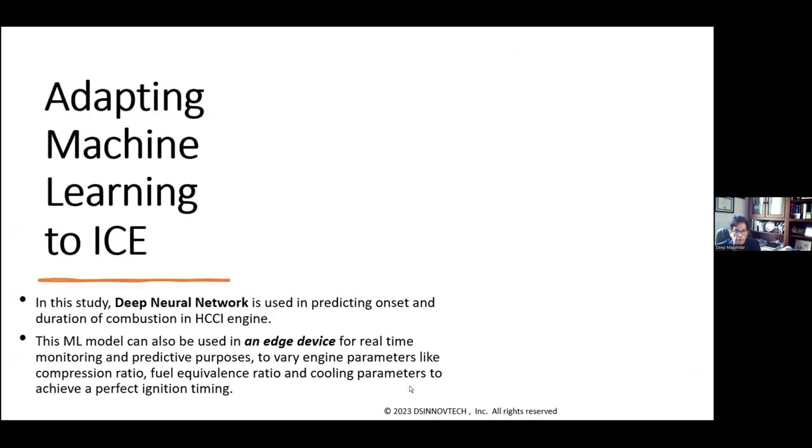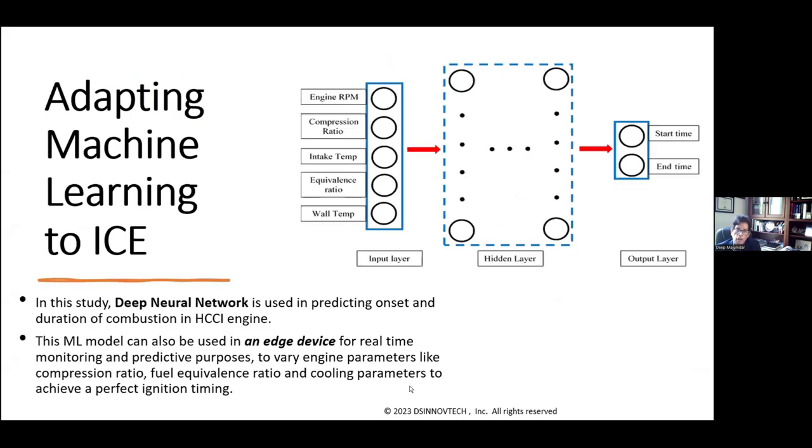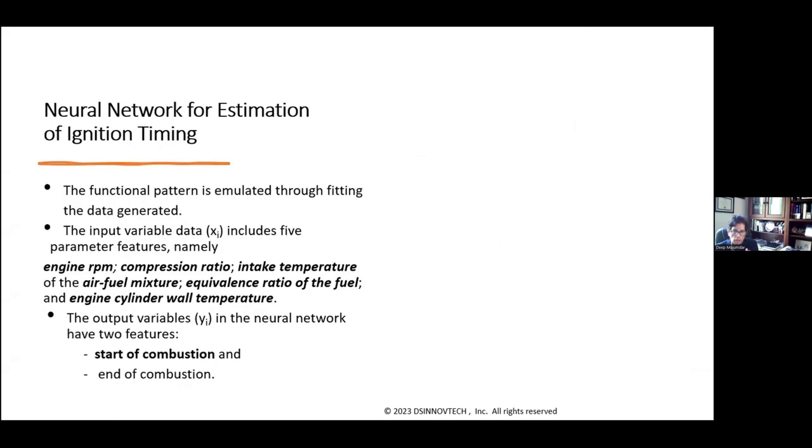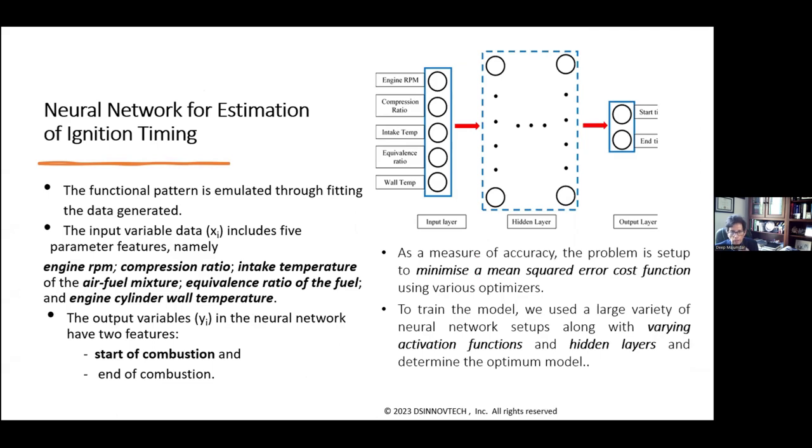So we take this kind of data and feed that into a neural network. In this particular case, the figure that you're seeing used about 5 feature inputs: RPM, compression ratio, intake temperature, equivalence ratio, and wall temperature, and it tries to vary the number of inner layers. The output we're looking for is basically the start time and end time. While training the model, we got the values of start time and end time, and we used about 40,000 data points for creating the model. We used those for training, and then we used another 30,000 data points to validate it.